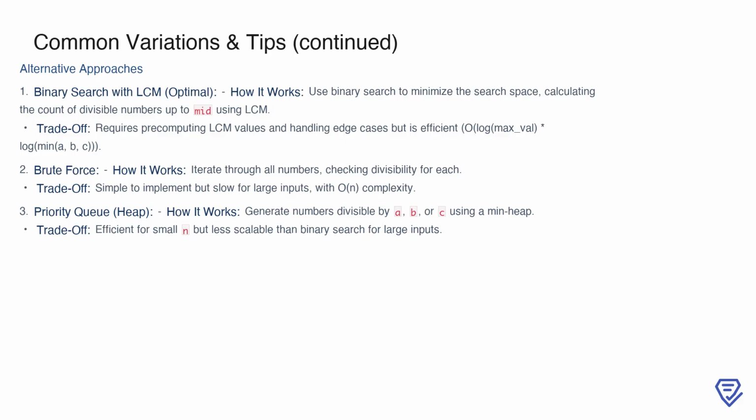Another approach is brute force, which involves iterating through all numbers and checking divisibility for each. While simple to implement, brute force is extremely slow for large inputs due to its O(n) complexity, making it less practical. Lastly, a priority queue or min-heap approach generates numbers divisible by A, B, or C incrementally. This method can be efficient for small values of n, but it doesn't scale as well as binary search for larger inputs. Each of these strategies has its strengths and trade-offs, and understanding them can help you choose the right one depending on the constraints of the problem.